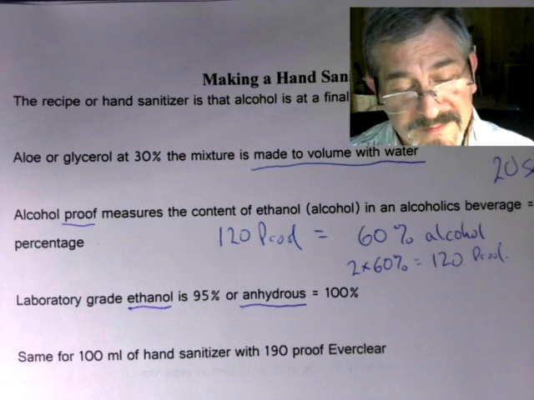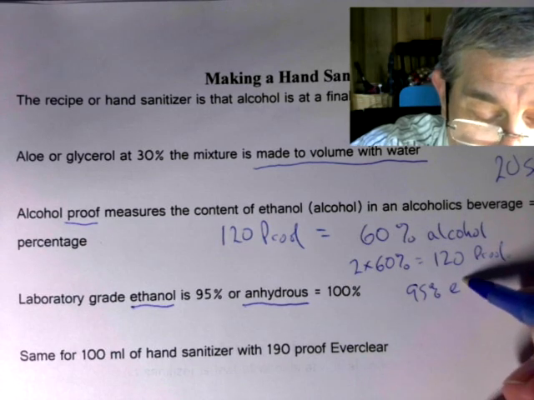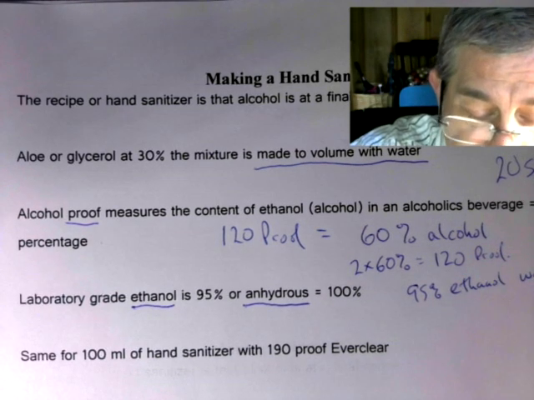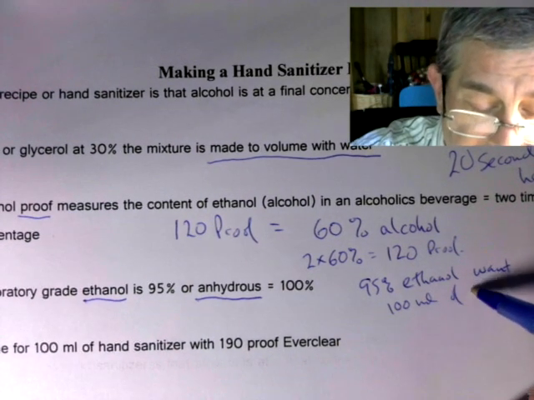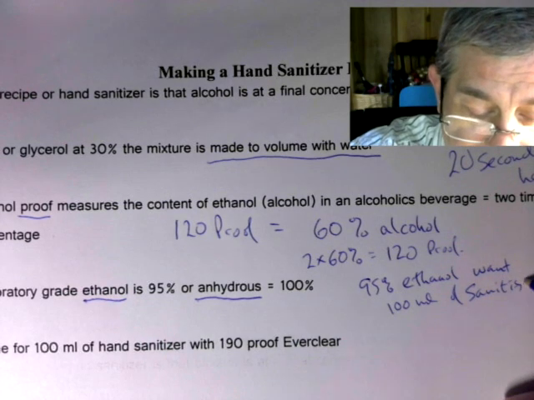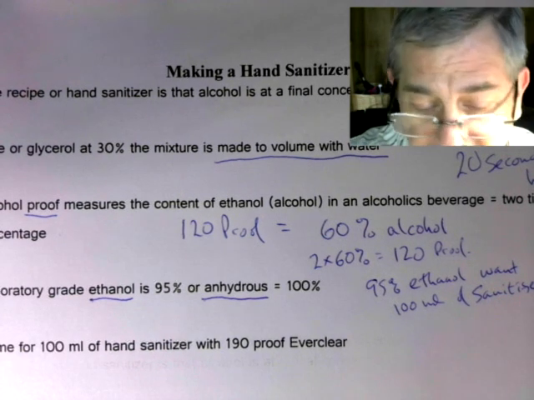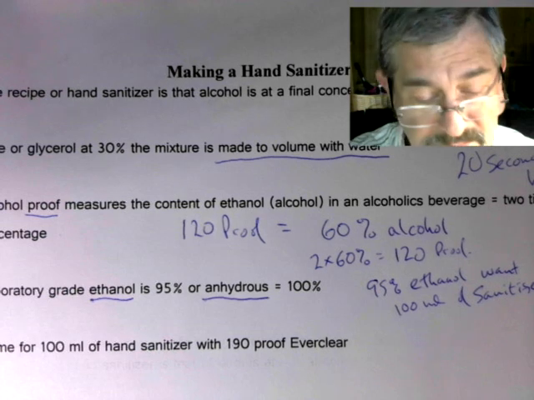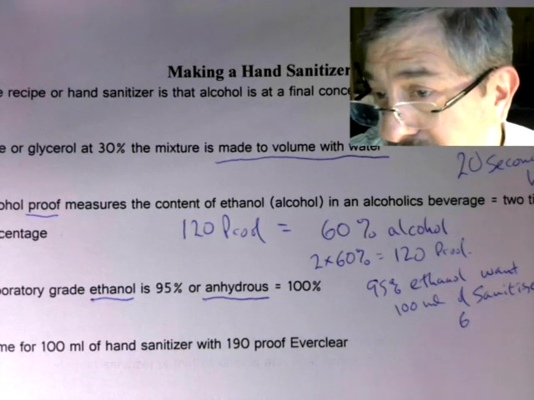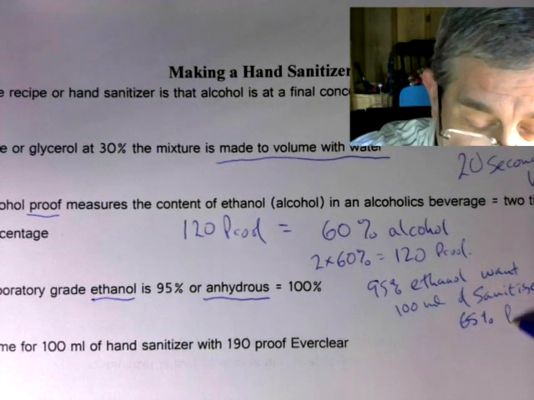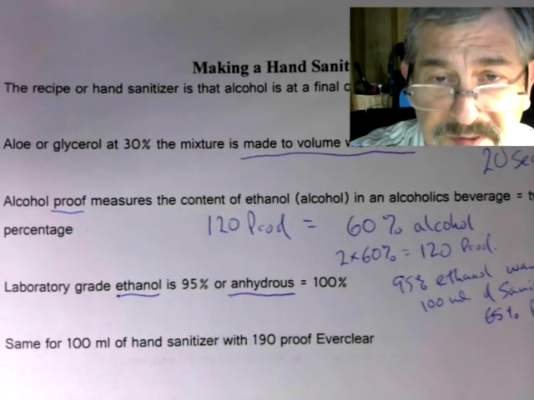So, if we were using 95% ethanol, and we want 100 milliliters of sanitizer, and let's say that we wanted this to be at 65% final concentration of ethanol. Okay? We can use an equation.